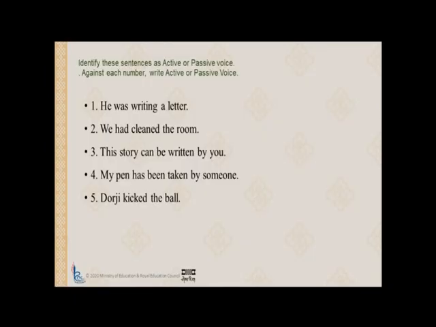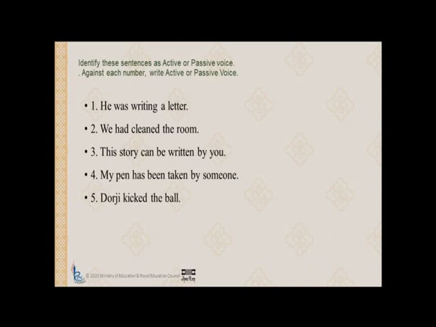Now let's see. He was writing a letter. He is the subject here, performing the action of writing a letter. So the first sentence is an example of active voice. If you have written it correctly, then give a big tick mark.